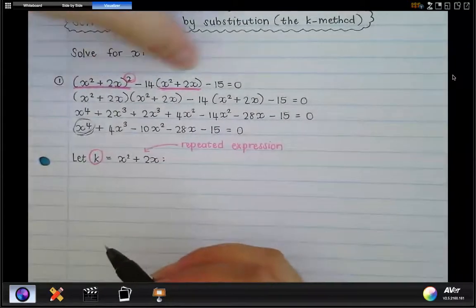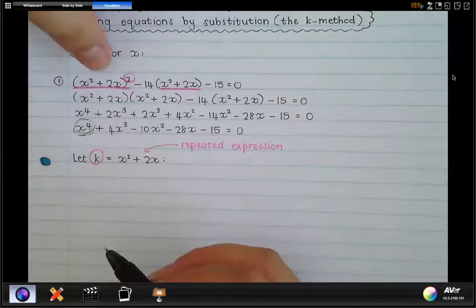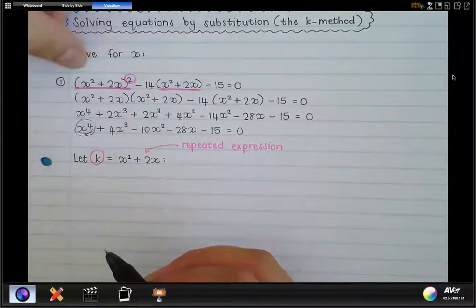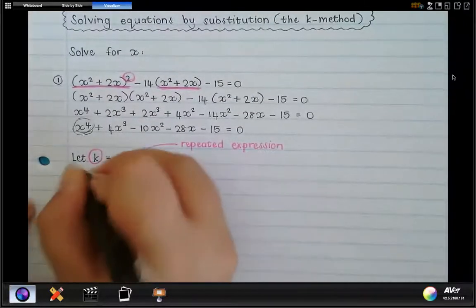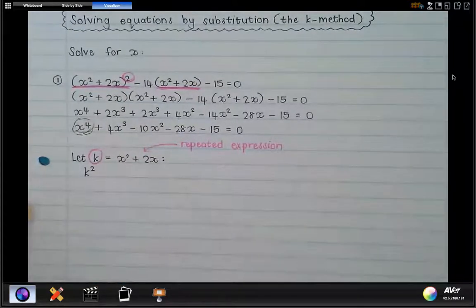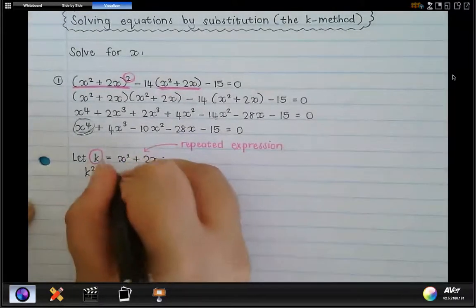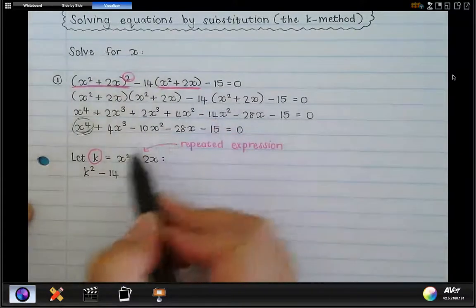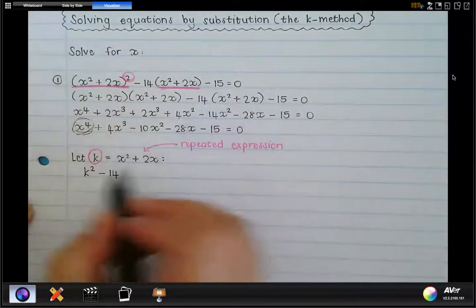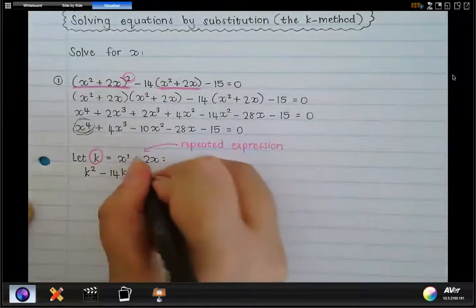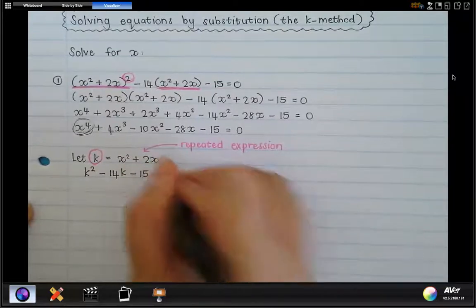So now we're going to rewrite this equation, and in place of x squared plus 2x, we're going to use k. Here we have x squared plus 2x, all squared. We're going to write that as k squared, minus 14 times x squared plus 2x, which we said is k. So minus 14 times k, minus 15 equal to 0.